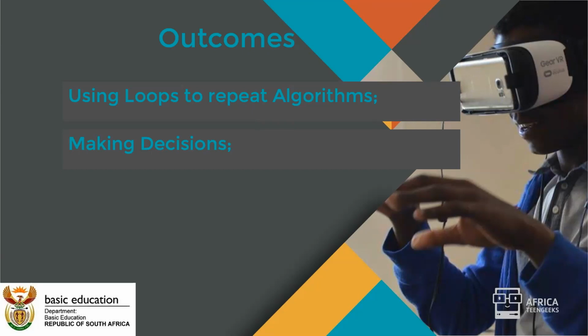And so that is what we are going to do today. We are going to look at how we can look at an algorithm and make a computer go over this algorithm over and over and over again. And then we are also going to see how we can make decisions in coding.